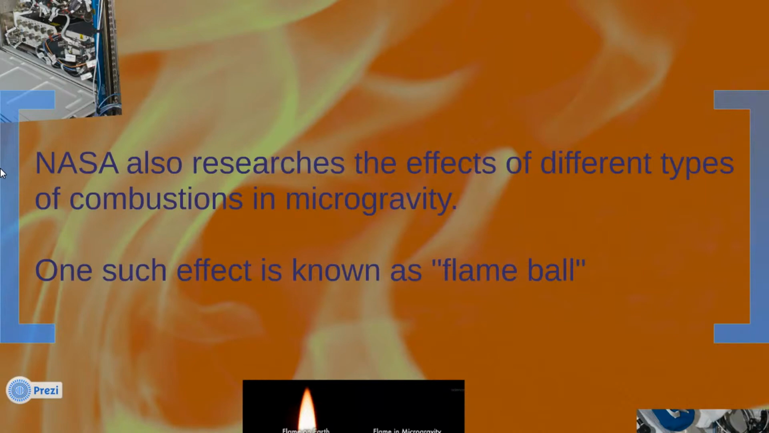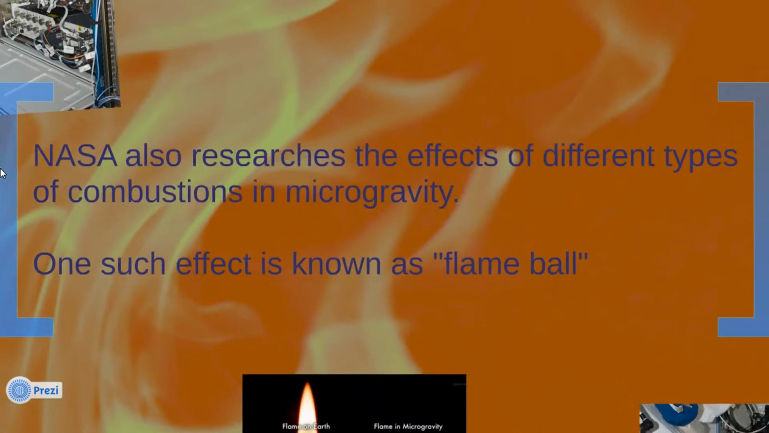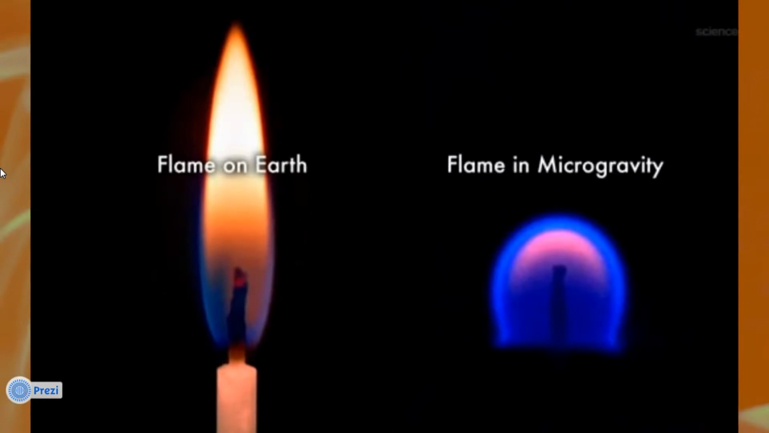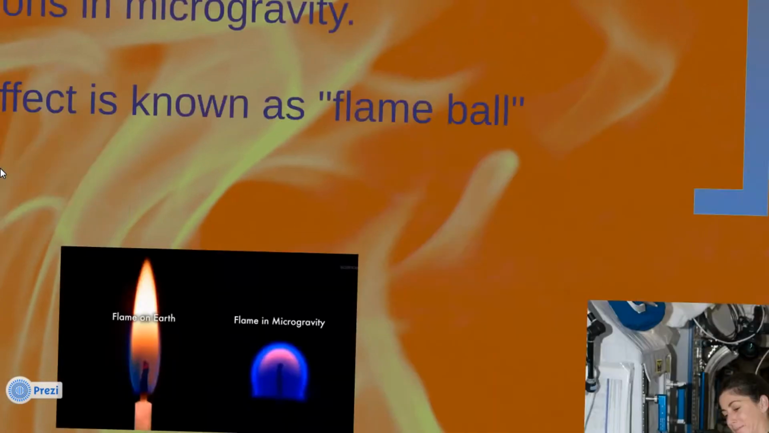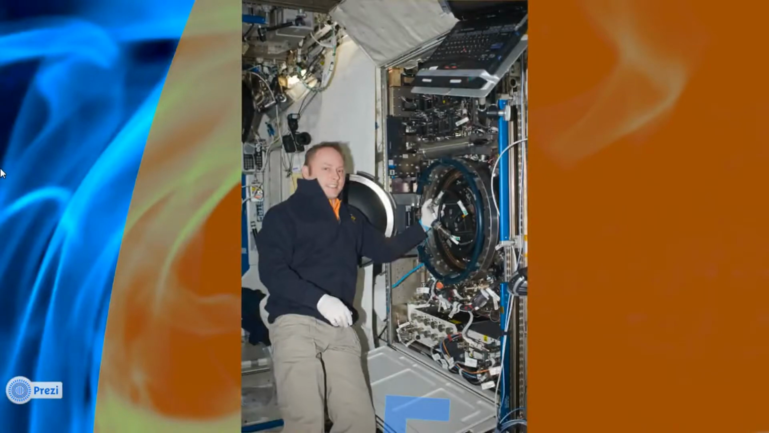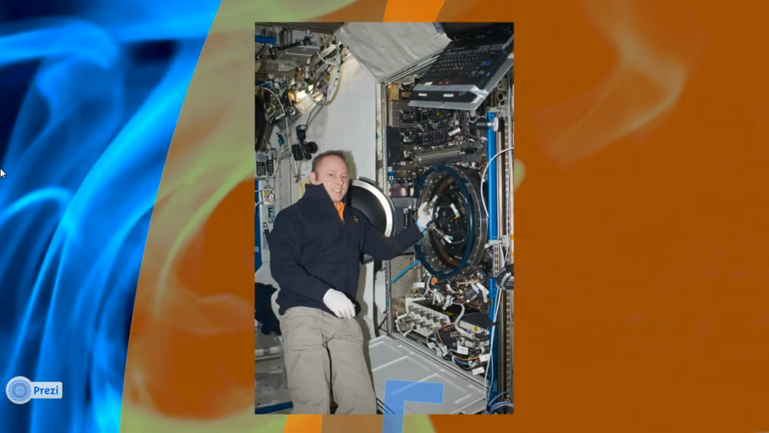One such effect is known as flame ball. This is a picture of that. The flame on Earth is of course like an ordinary fire, but in microgravity it will look like a bulb, like a ball, so it has the name flame ball, which is pretty cool. And these are the machines that they use to experiment in microgravity. There's another one. And now to Kalp.